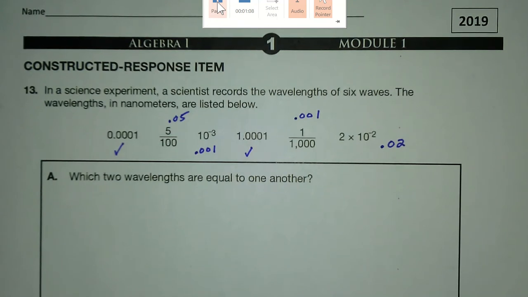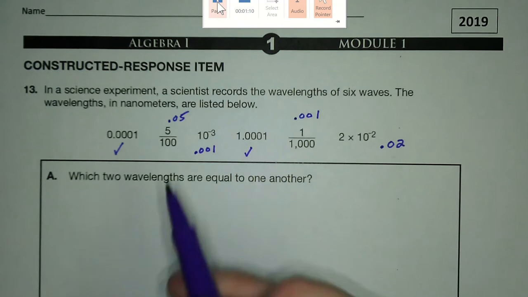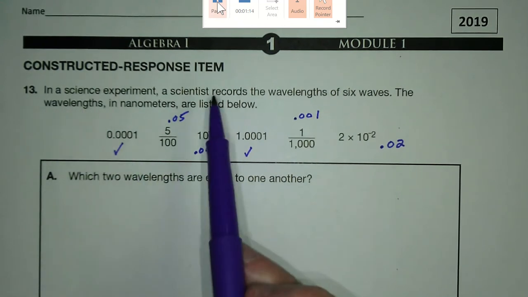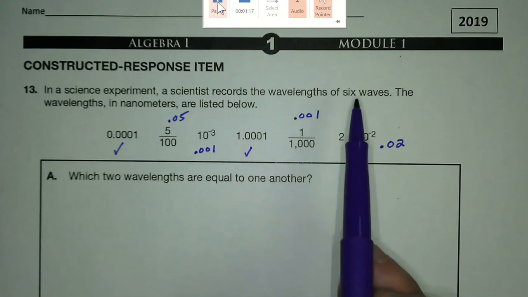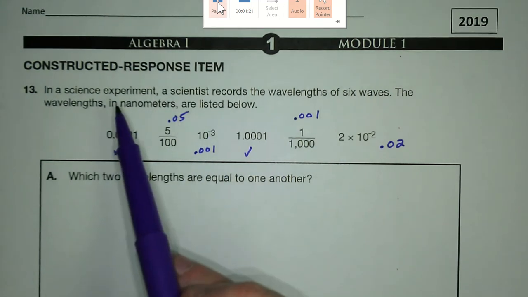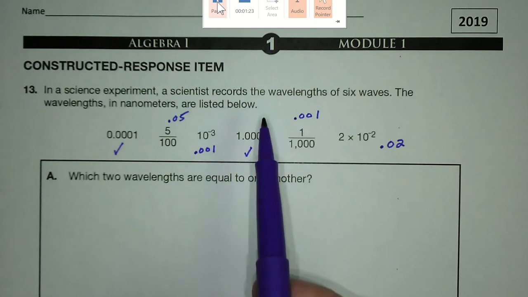Anyway, so this one starts off by listing 6 wavelengths. In a science experiment, a scientist records the wavelengths of 6 waves. 1, 2, 3, 4, 5, 6. The wavelengths in nanometers are listed below.